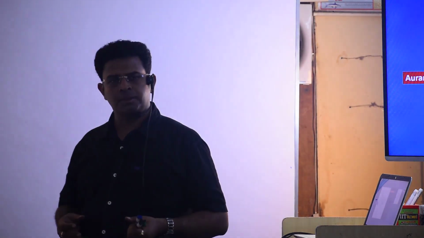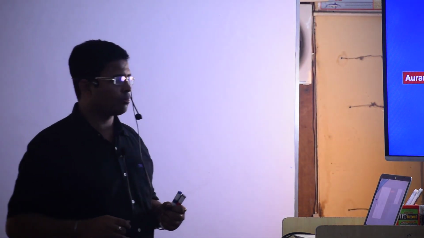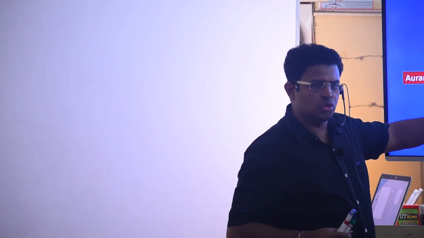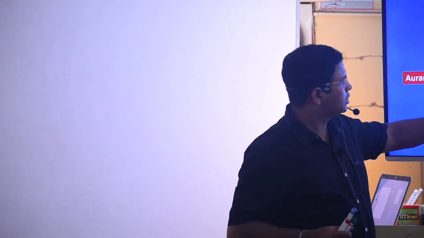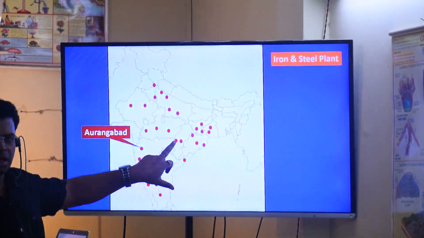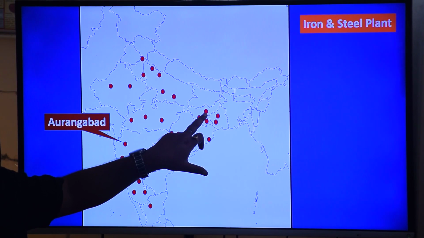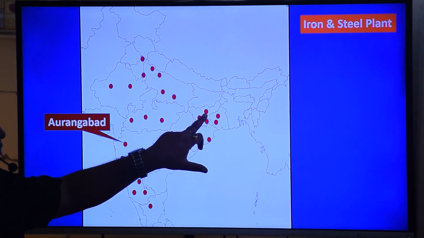Bhilai steel plant is in 1957 with the help of Russia. So here we are able to see Bhilai steel plant in the Durg district. Here it is in Chhattisgarh. And thereafter the one I mentioned is Bokaro steel plant, which we are able to locate.